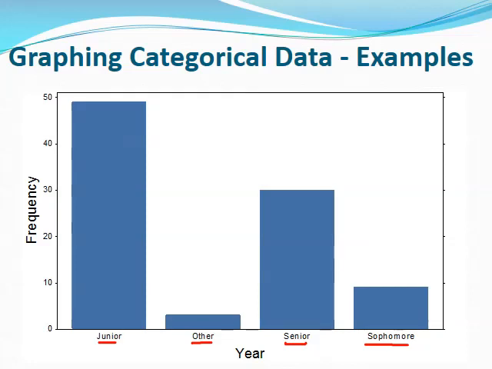So if I ask you, in my class, which group occurred most often, you should be able to look at this and say, I have more juniors than anything else. What was the second most prevalent? Well, seniors. And sophomores, and the least prevalent were the others.